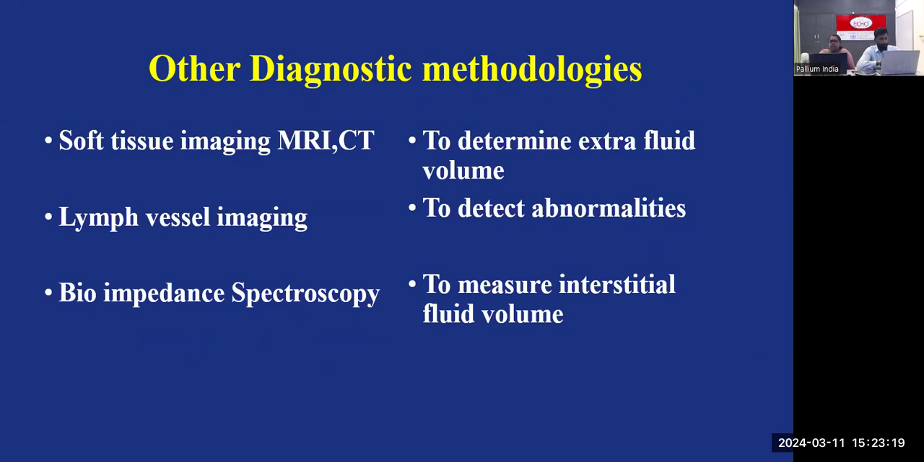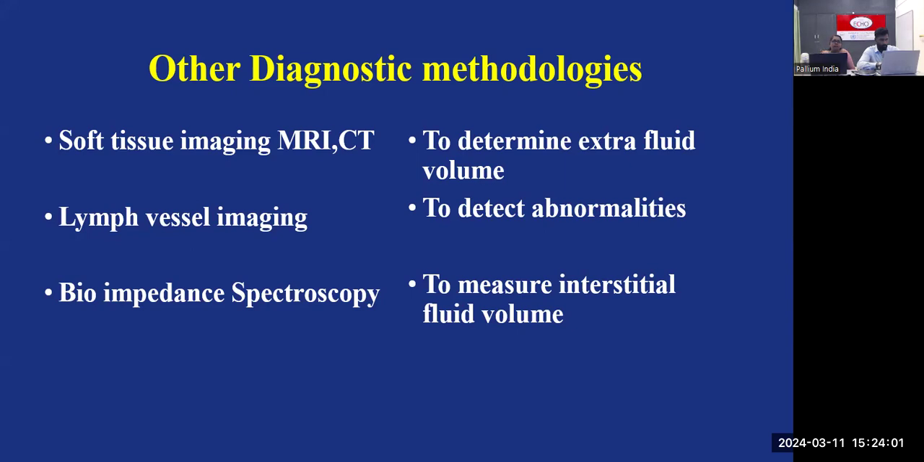So these are the other diagnostic methodologies: soft tissue imaging, MRI, CT, lymph vessel imaging, bioimpedance spectroscopy. These are all things you can do if the patient has a primary lymphedema, because you need to determine the extra volume, find out the cause, detect any abnormalities, and measure the interstitial fluid volume. So all these are applicable in the primary stage of lymphedema.